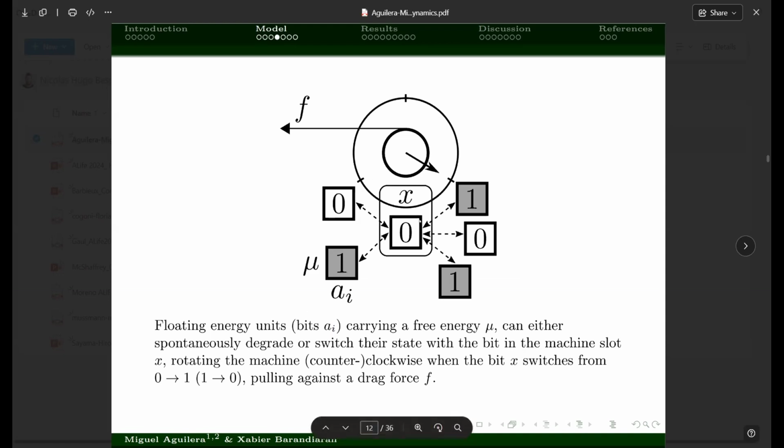And the motor is acting against a drag force, F. It's a stochastic model, but it takes some energy to move this motor. So depending on the relation between mu and F, the model will be more or less effective at moving the motor clockwise, because there is this resistance in terms of a drag force.